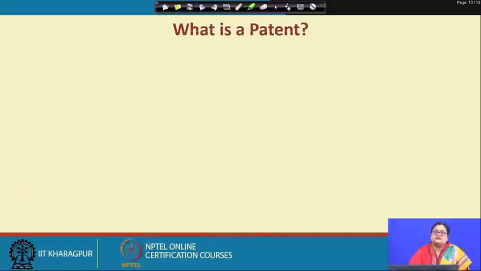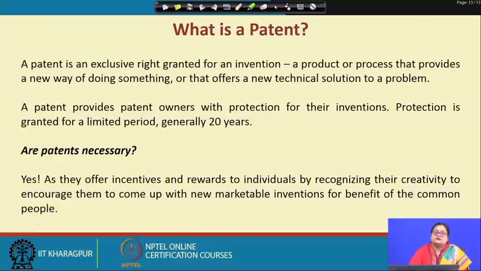We will start with patent. So, a patent is an exclusive right granted for an invention, a product or a process that provides a new way of doing something, or that offers a new technical solution to a problem. So, the word new is important over here.